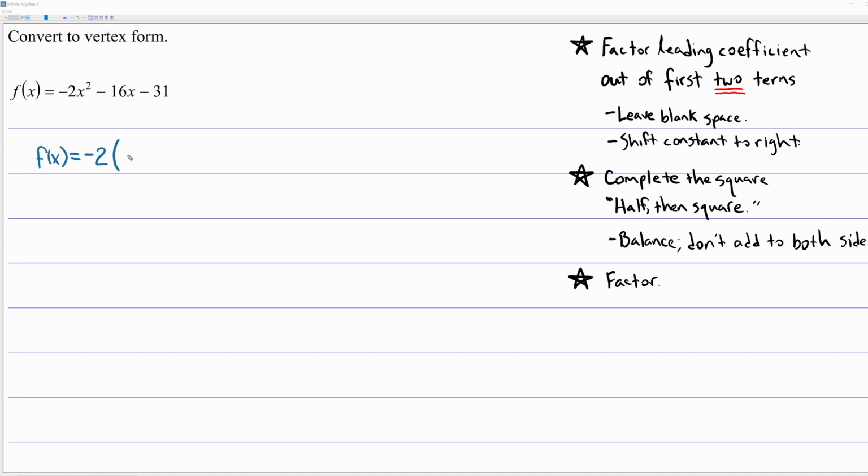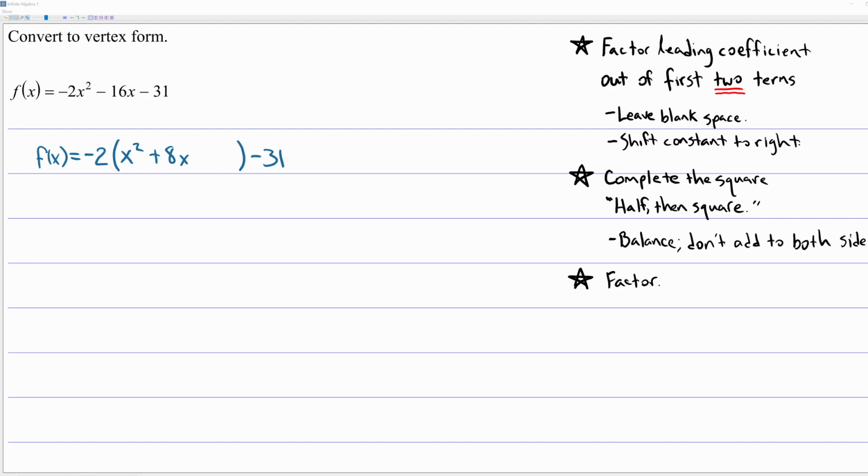And when I say factor, you can basically think divide. Very similar. Negative 16 divided by negative 2 is positive 8. I'm going to leave a blank space, close the parenthesis, and I'm going to shift the negative 31 to the right. A very common mistake is students forget the red underline, and they'll factor the 2 out of this 31, or they'll leave the 31 inside the parenthesis. So try to remember, only factor out of the first two terms.